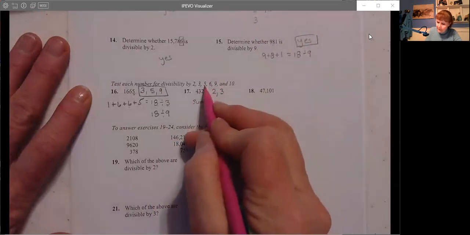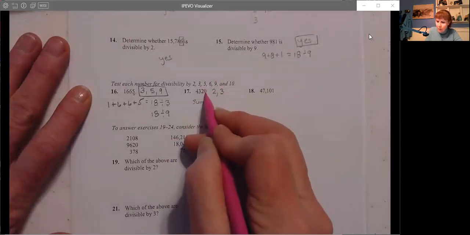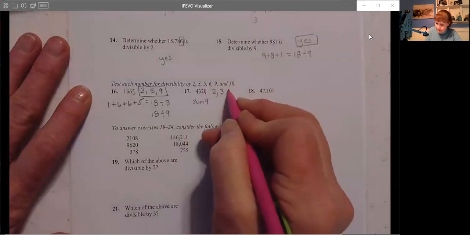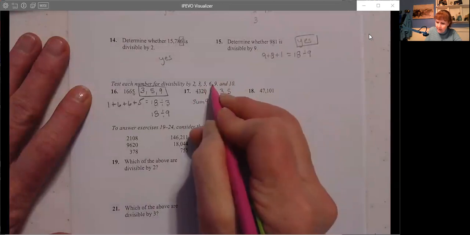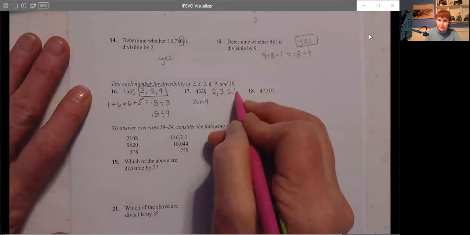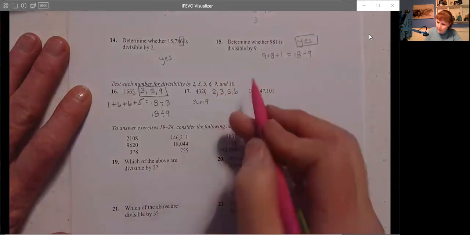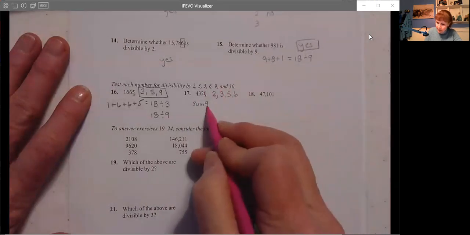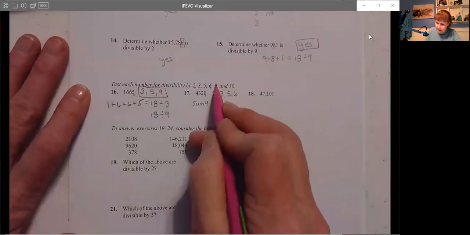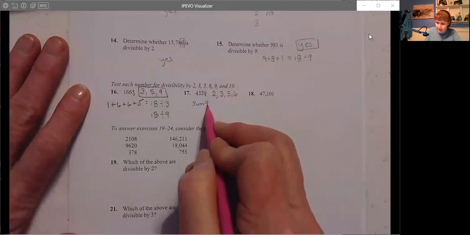What about 5? To be 5, the ones digit has to be a 0 or a 5, which it is. What about 6? If you have 2 and 3, you have 6. What about 9? Well, you look at the sum that we had to do for the 3. Does 9 go into 9 evenly? Yes.